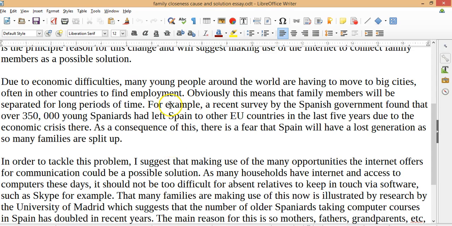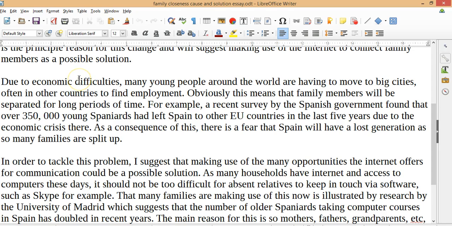An example. For example, a recent survey by the Spanish found that over 350,000 young Spaniards have left Spain to other EU countries in the last 5 years due to the economic crisis there. As a consequence, there is a fear that Spain will have lost a generation as so many families are split up. Now, that's not too bad. I wrote it in a bit of a hurry, but this is just to illustrate the general idea.